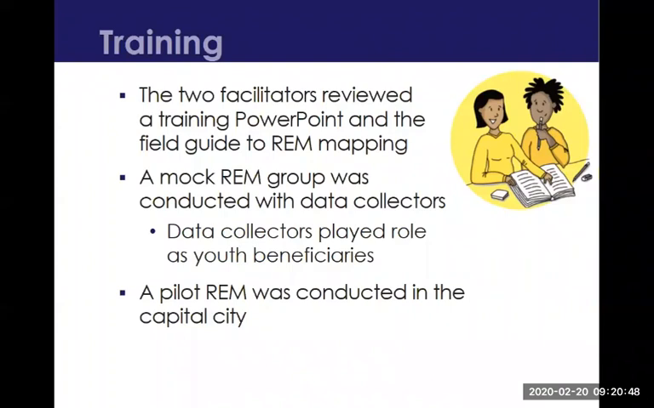The 2 facilitators reviewed a training PowerPoint as well as the field guide to REM mapping. A mock REM group was conducted with the data collectors being trained for another qualitative component of the study. The data collectors role-played as youth beneficiaries to try to make the experience for the facilitators as realistic as possible. Then a pilot REM was conducted in the capital city.